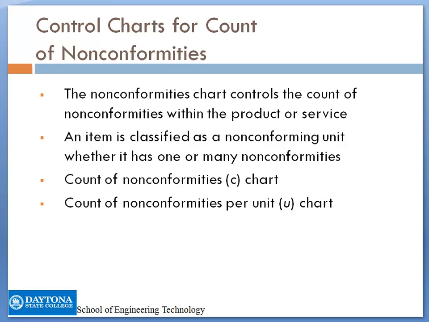Okay, so we went over control charts for nonconforming units. How about the count of nonconformities? The nonconformities chart controls the count of nonconformities within the product or service. And an item is classified as a nonconforming unit whether it has one or many nonconformities. And remember, nonconformity is associated with the defect definition. So the count of nonconformities is what we know as a C chart, and the count of nonconformities per unit is what we call the U chart.